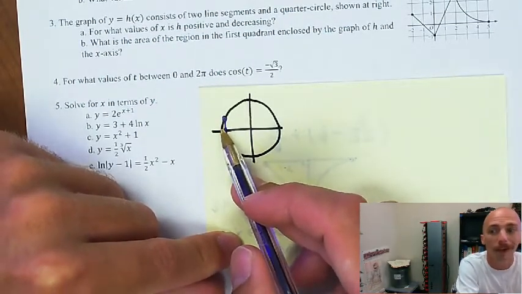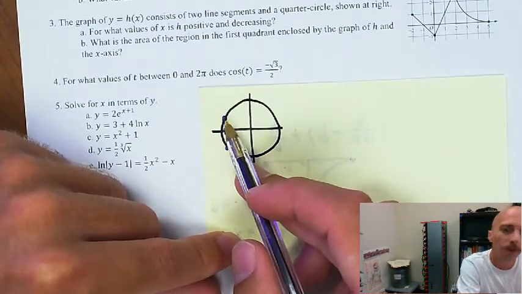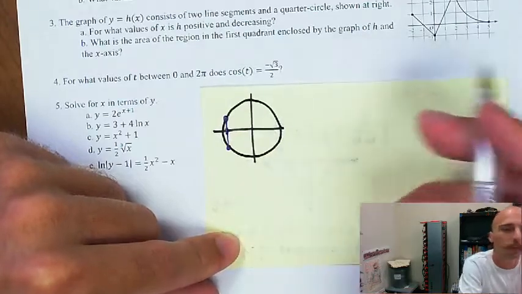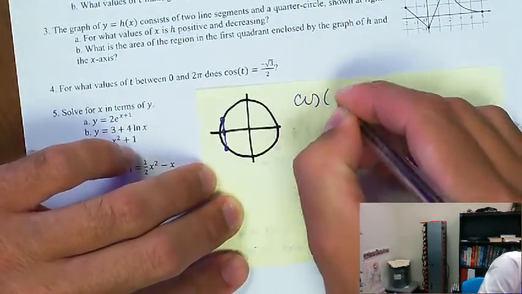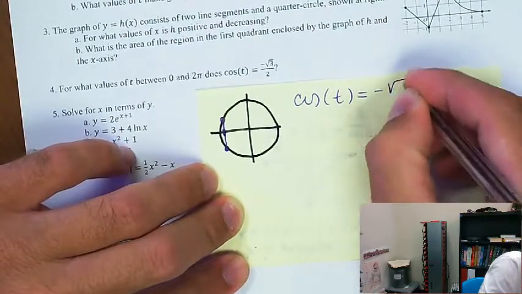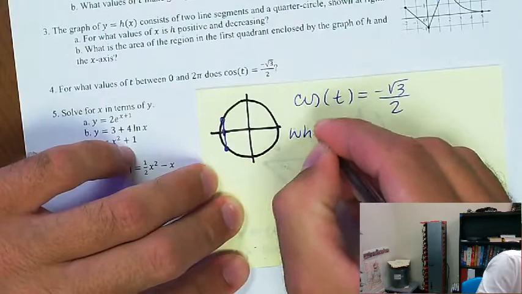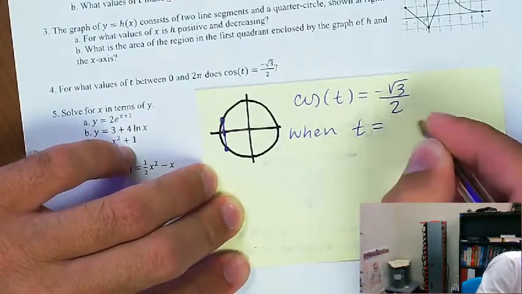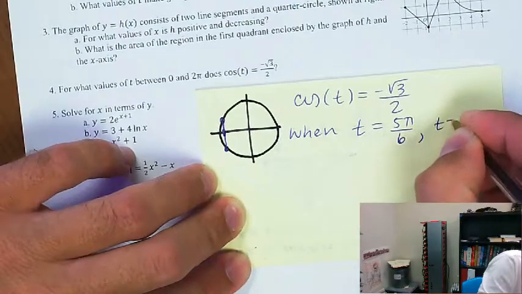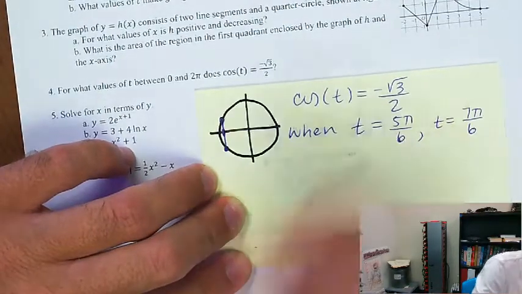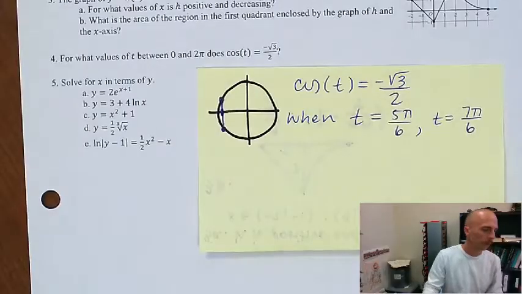It's not pi because it's not negative 1. It's almost negative 1, so it's the one almost 2 pi, which is 5 pi over 6, and then the next one after is 7 pi over 6. So I'm going to say cosine of t equals negative root 3 over 2 when t equals 5 pi over 6 and when t is equal to 7 pi over 6. Okay.